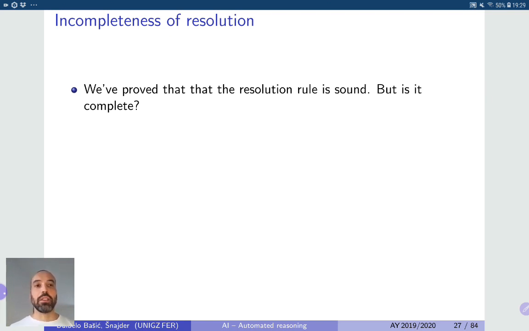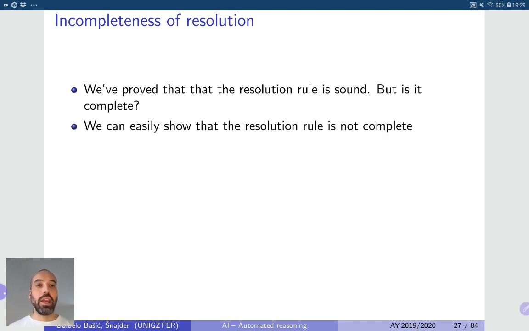The question is about the resolution rule, and it's just a single rule, and that's a good thing, but still, is this single rule actually complete? Can we derive all logical consequences with the single rule of resolution? And it turns out, as the title of the slide suggests, it's not the case. Resolution is not complete. It is sound, but it is not complete. This can easily be shown by coming up with an example where resolution fails to derive something, although it should be able to derive it, because what it fails to derive is a logical consequence.